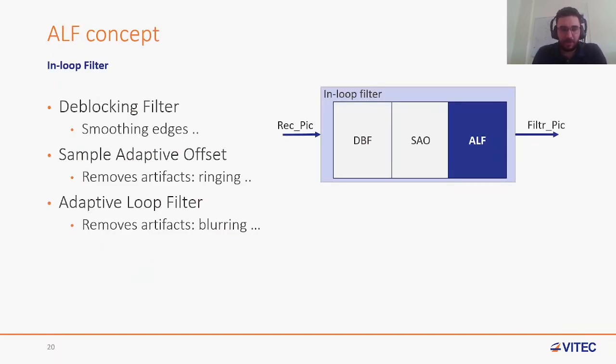The ALF, as we know, is a part of the in-loop filter process. In this process, we have three main filters. The deblocking filter, DBF, which tries to smoothen the edges of CTUs. The sample adaptive offset, which tries to remove artifacts such as ringing. And the adaptive loop filter, which removes artifacts such as blurring. In fact, to do so, it uses three filters, one for luma and two for chroma: the 7x7 diamond shape filter for luma, and the 5x5 diamond shape filter and the cross-component adaptive loop filter for chroma.